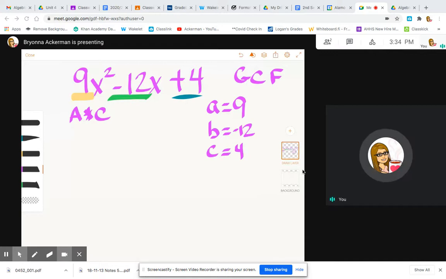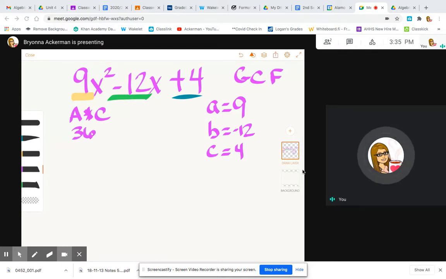Okay, so our first step is A times C. In this case, A is 9 and C is 4. So 9 times 4, and they're both positive, so we get a positive 36.